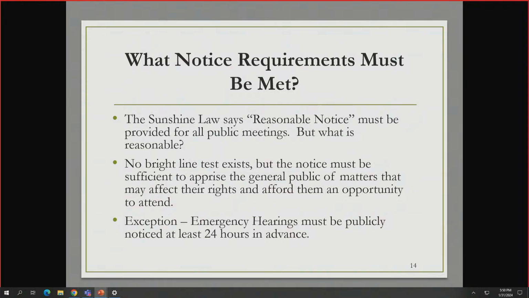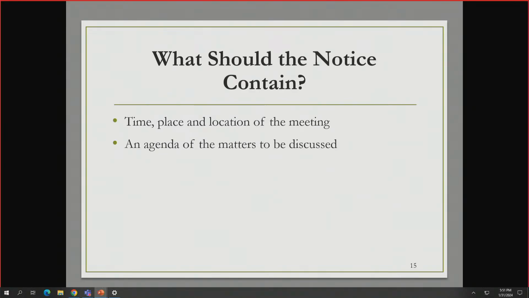I don't know that I would bet, I would eat my car if I'm wrong on this, but I don't foresee that it's likely we will have emergency meetings that will be set here. We are asking you all already to do amazing work, to show up and do the serious work of this committee. Next slide, please. What should the notice contain?